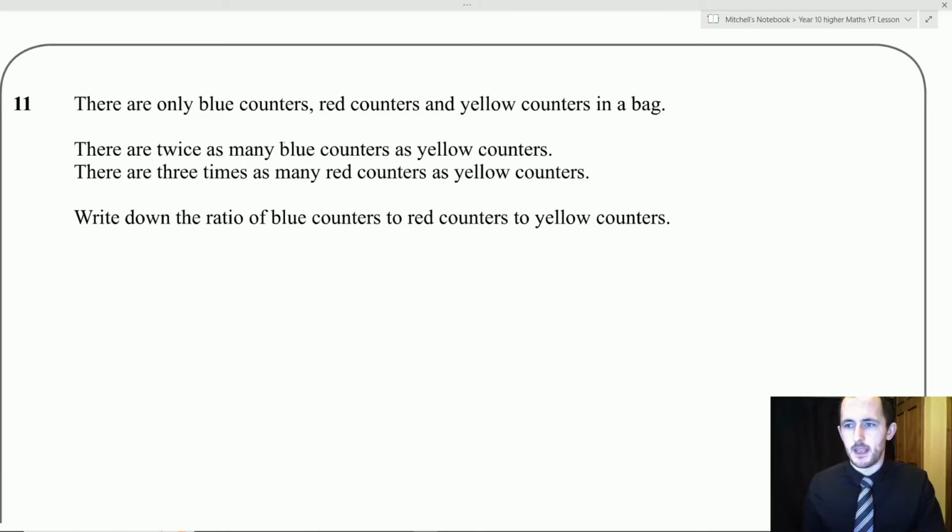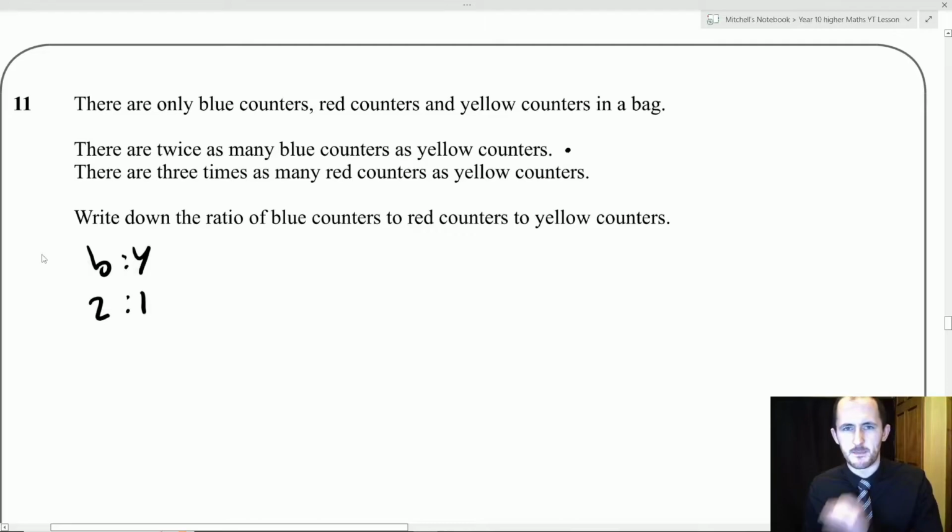So, again, take it piece by piece. Let's look at this piece of information. There are twice as many blue as yellow. So blue to yellow is 2 to 1. Are you all okay with that being the ratio? I explained it a bit earlier, but I didn't really ask if you guys got it. Is that okay?